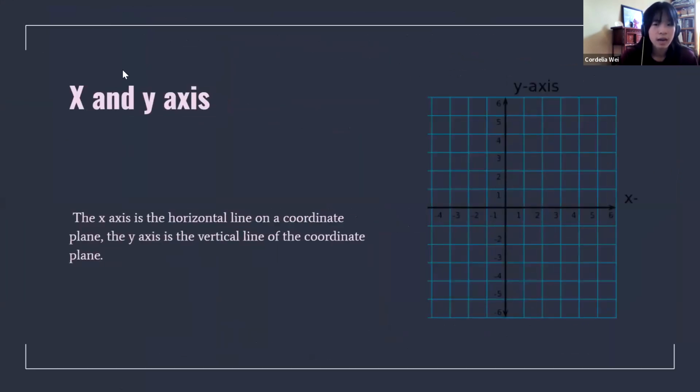So the X and Y axis. The X axis is a horizontal line on a coordinate plane. Sorry, I'll tell you a little bit later. Then the y-axis is the vertical line of the coordinate plane, goes up.